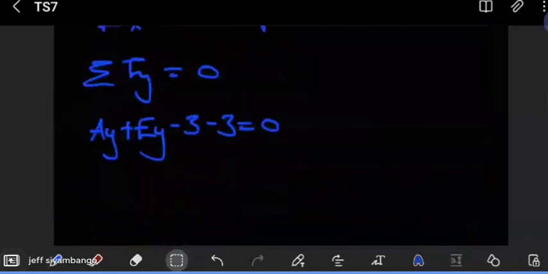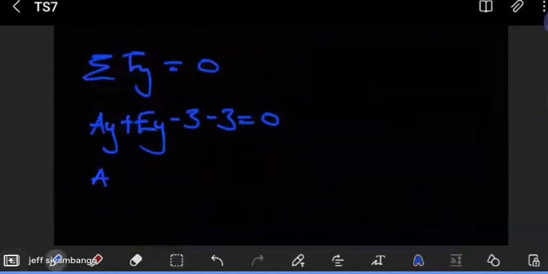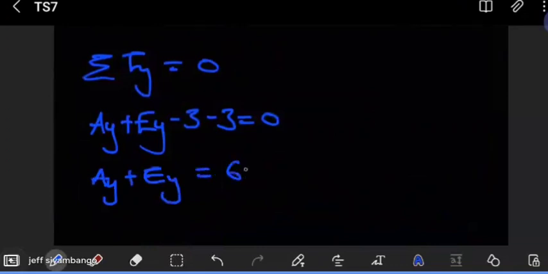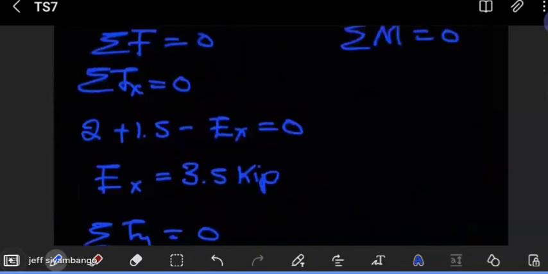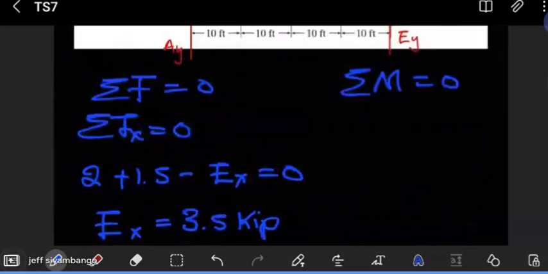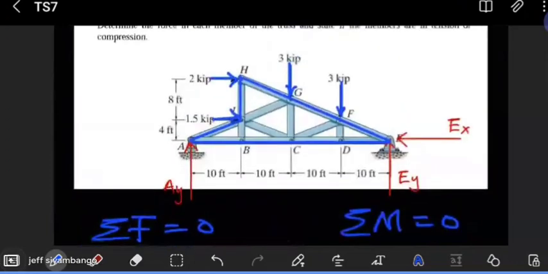So this is what we have here. AY plus EY is equal to 6. From here, we see that we need to know at least either AY or EY to find the other. Now, what method are we going to use to find one of the reaction forces, one of the vertical reaction forces?